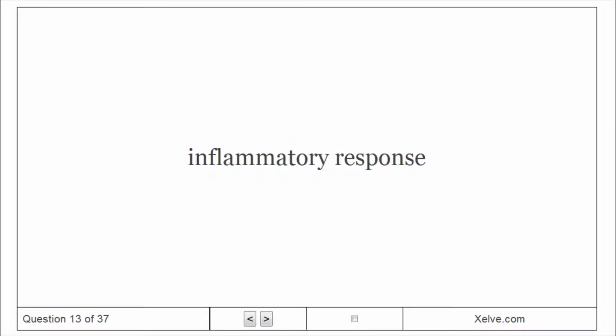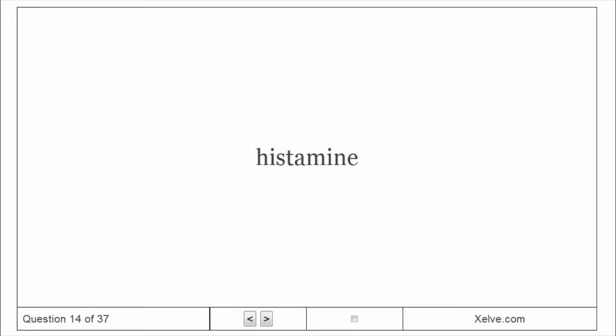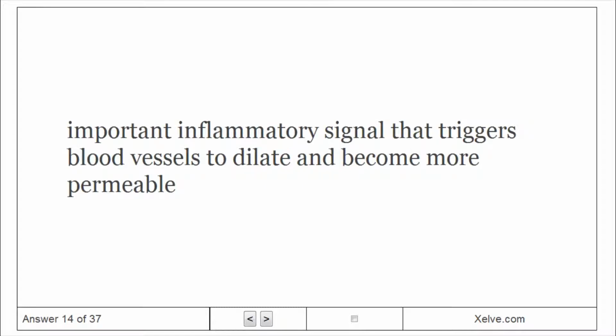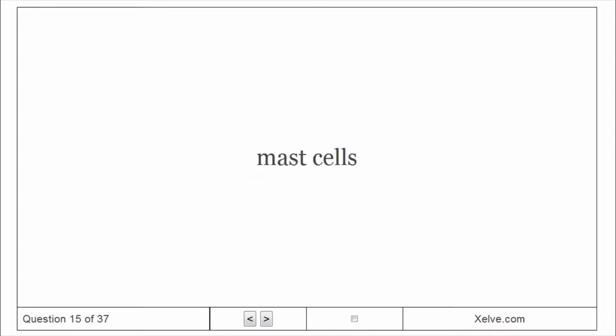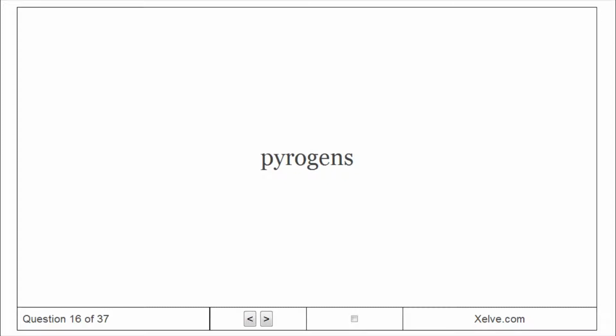Inflammatory response. Changes brought about by chemical signals released upon injury or infection. Histamine. Important inflammatory signal that triggers blood vessels to dilate and become more permeable. Mast cells. Connective tissue cells that store histamine. Pyrogens.